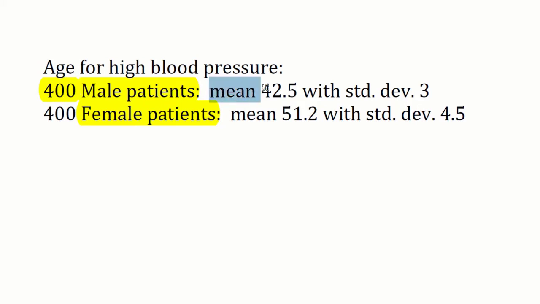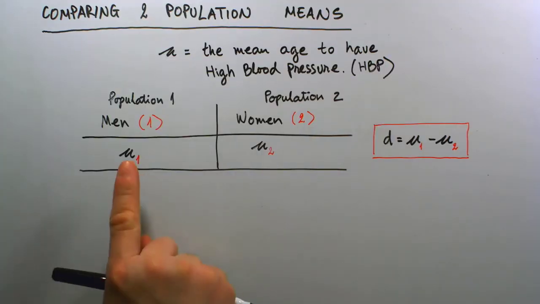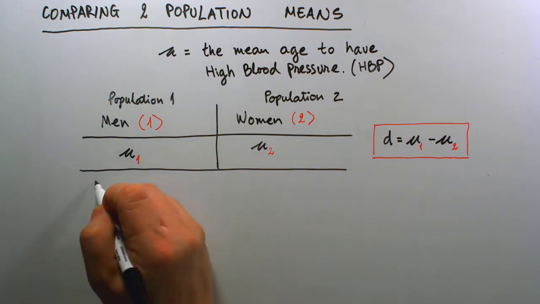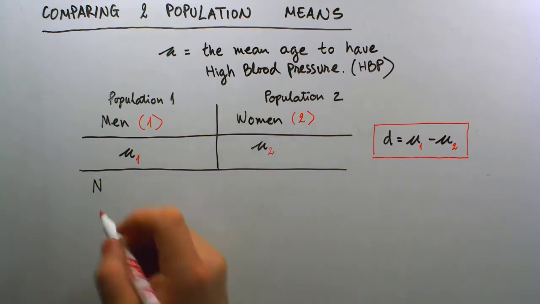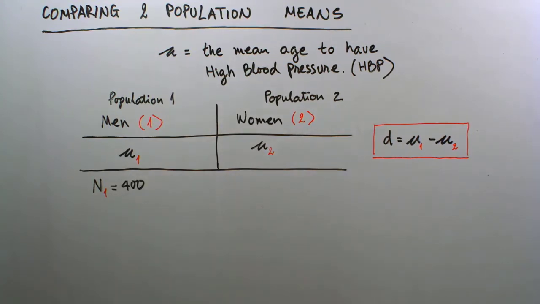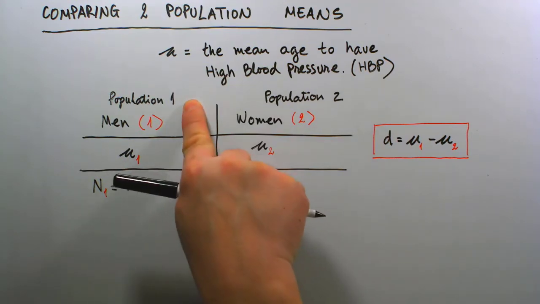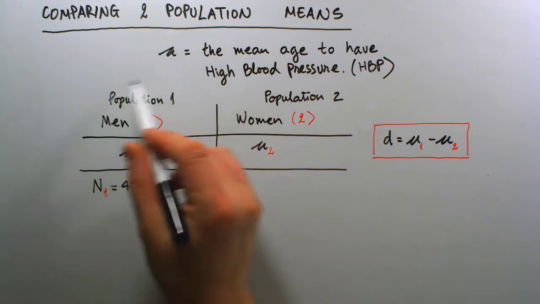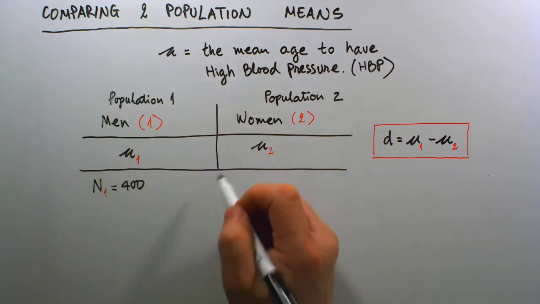Now clearly this is a sample mean. In this sample, we found that the mean age at which those male patients reached high blood pressure is 42.5. So this is a sample mean from population 1, and we are also given a sample standard deviation from this sample. Putting that in the right place, we picked that sample from population 1, so I have to call the sample size N1, and N1 here is 400. Everything I'm looking at right now is selected from population 1, so it must stay in the left-hand side column of my growing table.